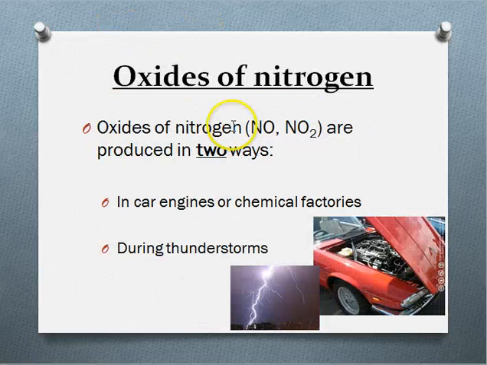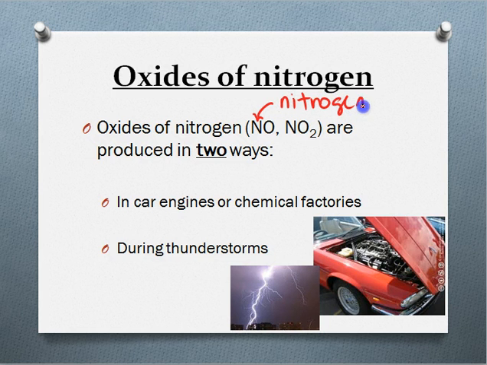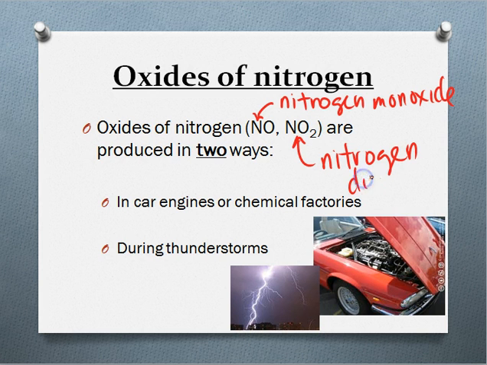Next up we talk about the oxides of nitrogen. Why do we say the oxides of nitrogen? Because there are two different oxides of nitrogen that we're going to talk about. We're going to talk about this one over here, which is nitrogen monoxide. The other one we're going to talk about is nitrogen dioxide. From the name you can see that monoxide stands for 1 oxygen, dioxide stands for 2 oxygen.